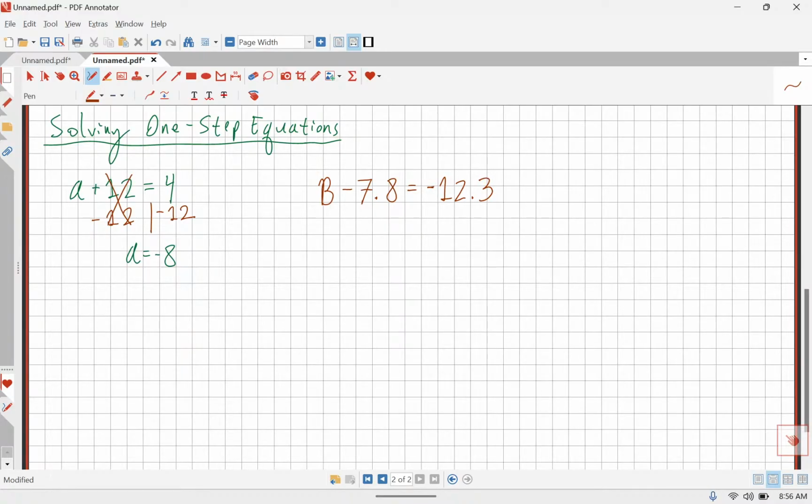Go ahead, guys. What could B be if I'm thinking of a number that when I take 7.8 away from it, I get -12.3? Nope, this is still level 2. It's just decimals. It's the same process as always. Give it a try and teach. Use opposites and balance, guys. See what you can do.